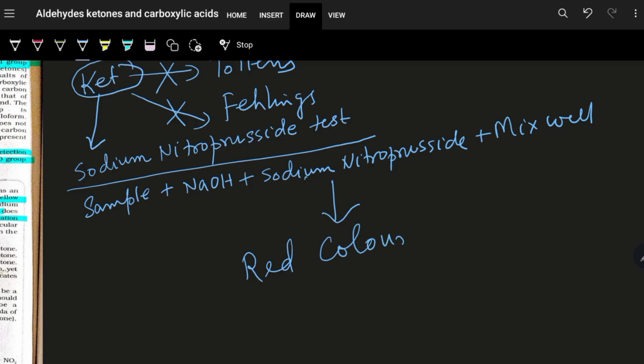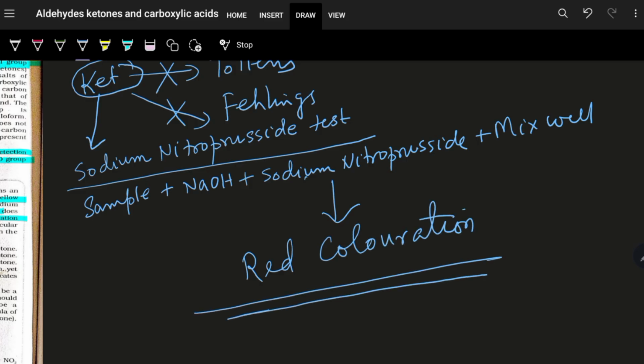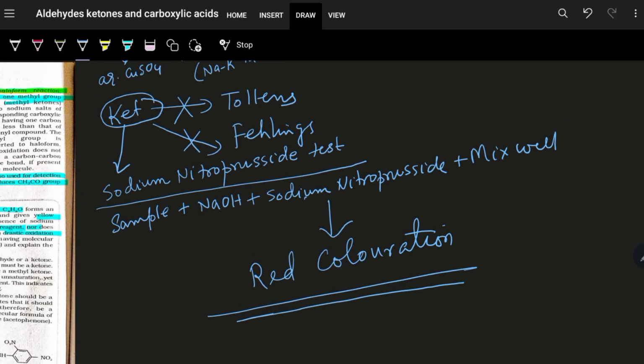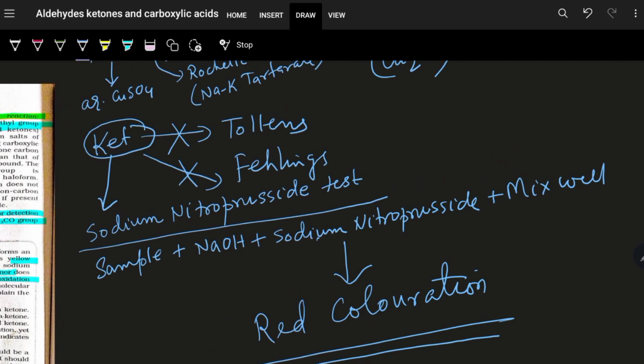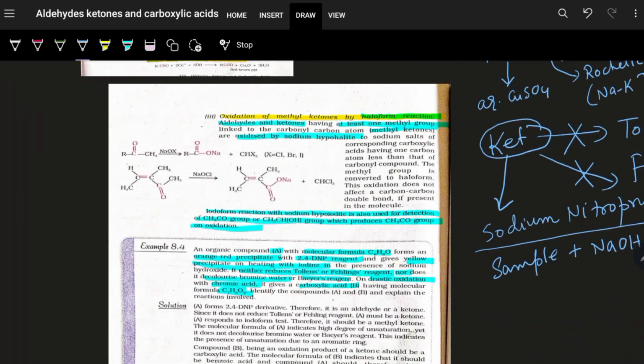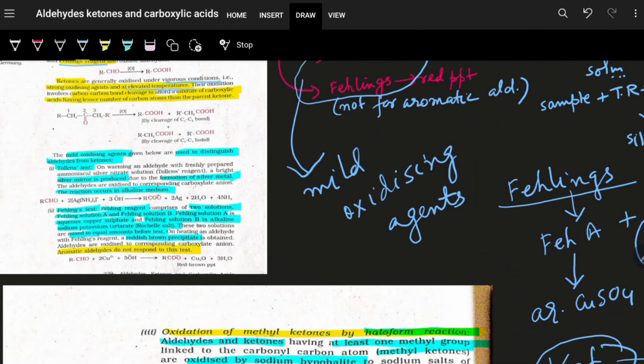So you obtain red coloration, and understand the difference between coloration and precipitate. A precipitate means it is insoluble and it separates in the solution. But coloration means the entire solution looks like a red colored solution. So for your practical viva, you need to know all the chemical reactions and the formulas of all the reagents. Coming back to our topic.